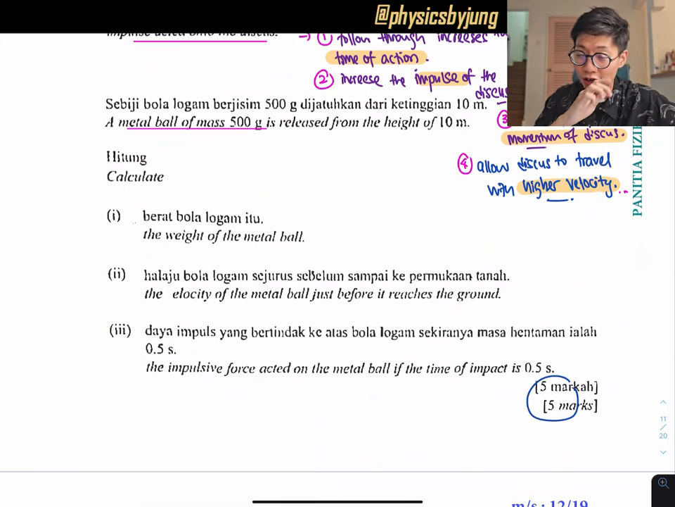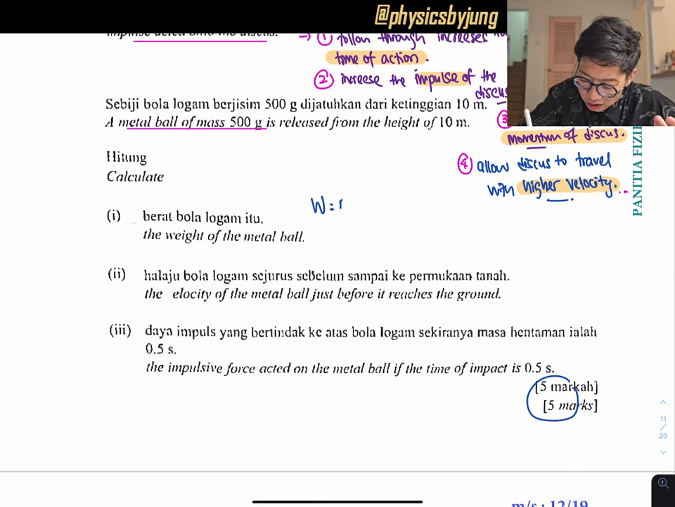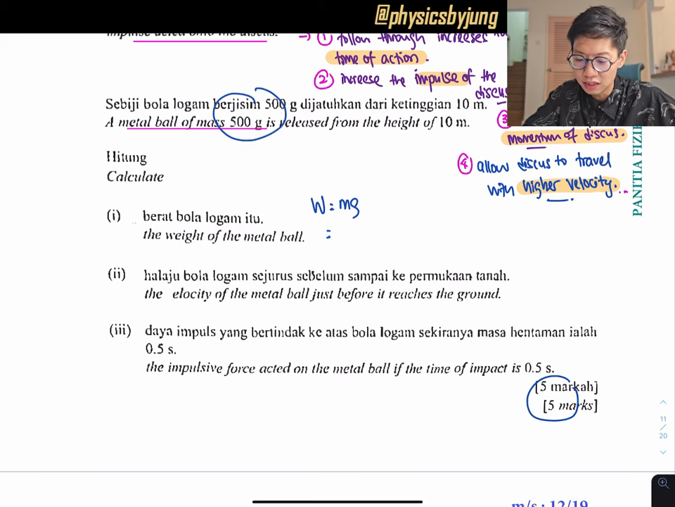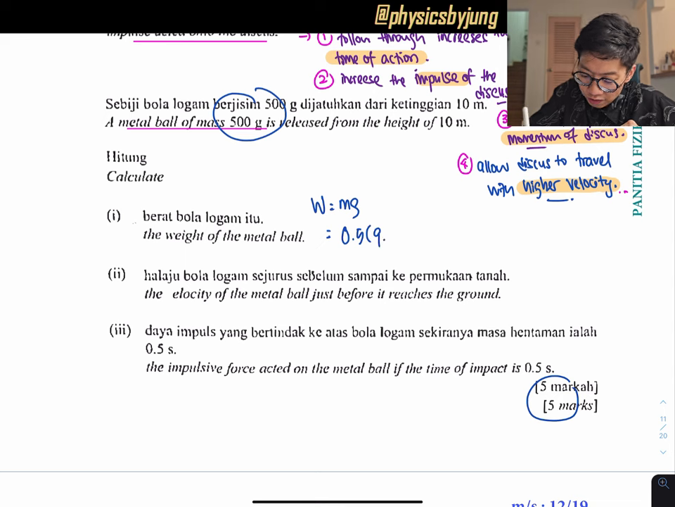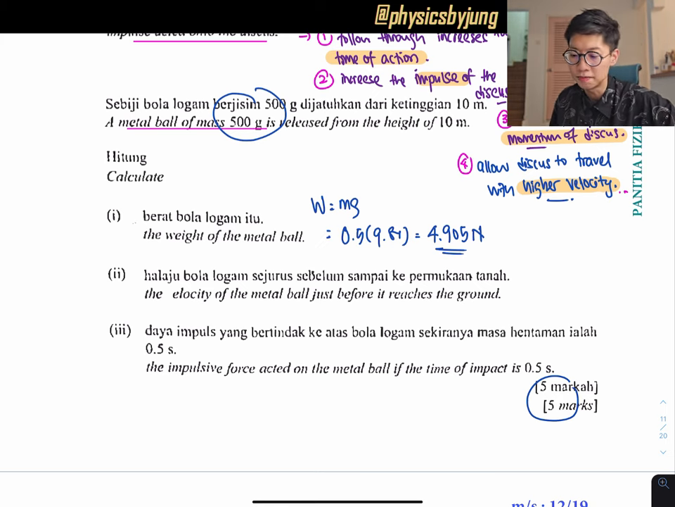Every time we do this kind of question, typical 5 marks calculation, to me, the 5 marks calculation is 3 marks. Because why? The question they ask is very simple. What is the weight of the ball? So the only trick here is 500 grams. What do you need to do with this? You have to change it to kg. So 0.5 kg, gravity 9.81. So I get 4.905 newton. Remember, 3 decimal places.